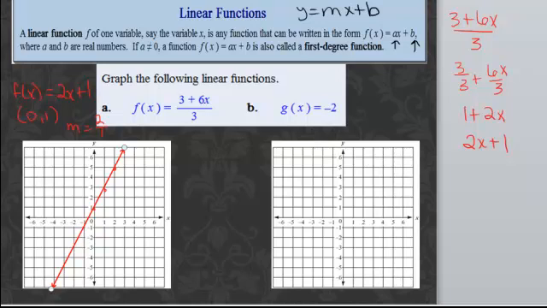Now what if we wanted to graph the function g of x equals negative 2? Well, remember, your function notation is actually just the same thing as y. So that means y equals negative 2. Well, what kind of line do we have at y equals negative 2? That would be here. We need a horizontal line right there at y equals negative 2. So this is the graph of the function g of x.